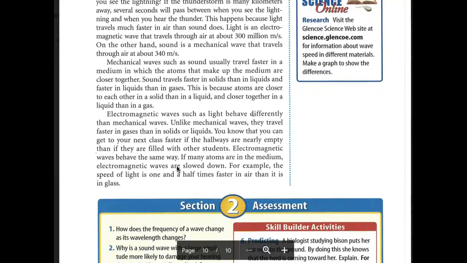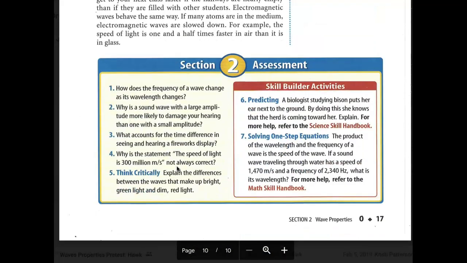I think that's where we'll stop for this one here today.